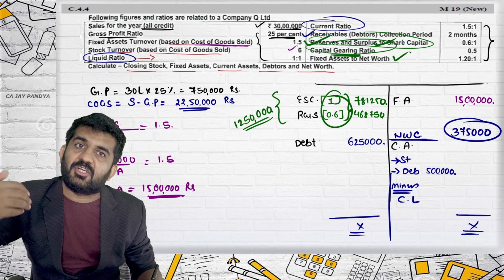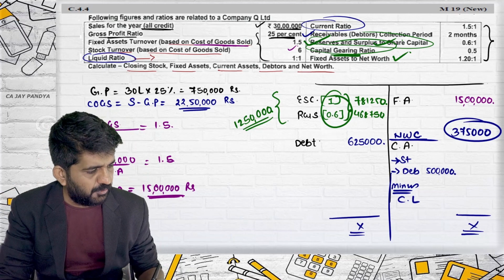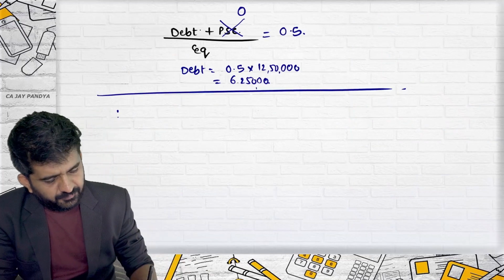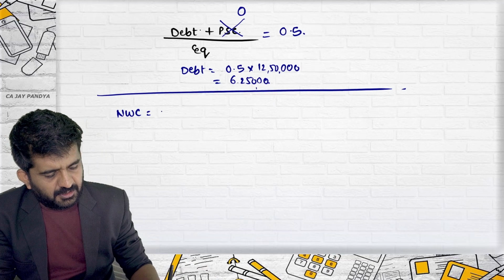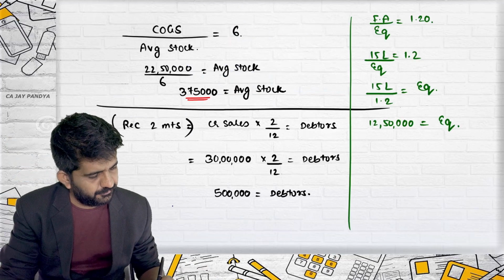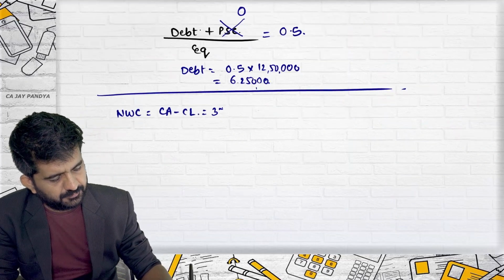Current assets minus current liability is a part of net working capital. So what is net working capital? It is current assets minus current liability. Net working capital is 3 lakh 75,000.